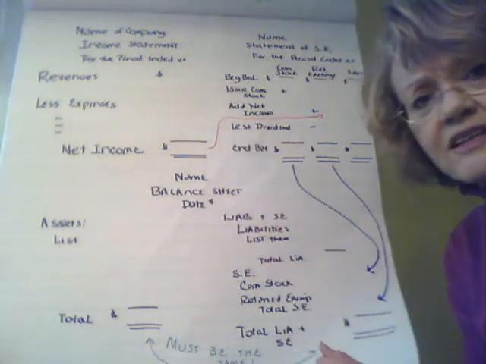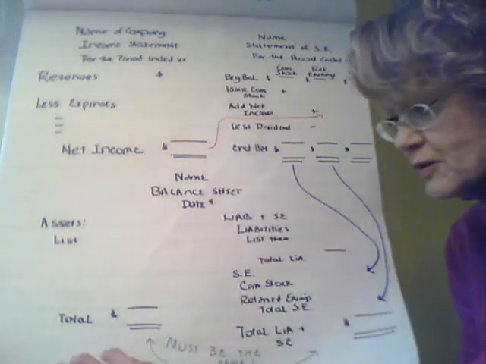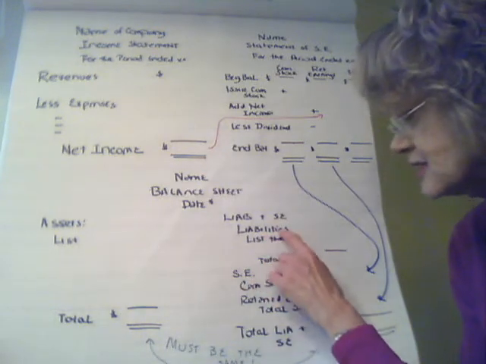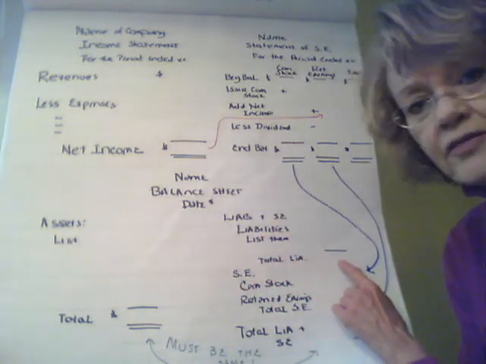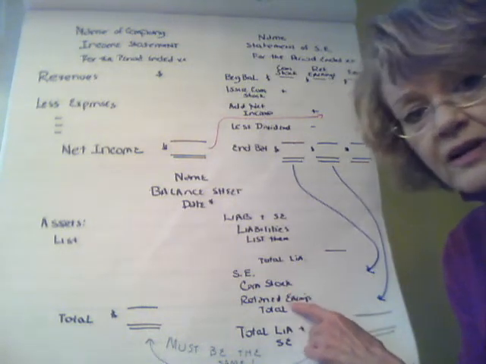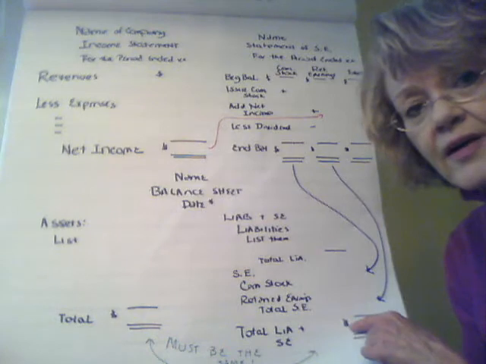And you can do this in a different format if you want. You can do it all vertically if you had a long piece of paper. So you will list all your liabilities and get a total of your liabilities. And you will list your two stockholders' equity accounts and get a total there.